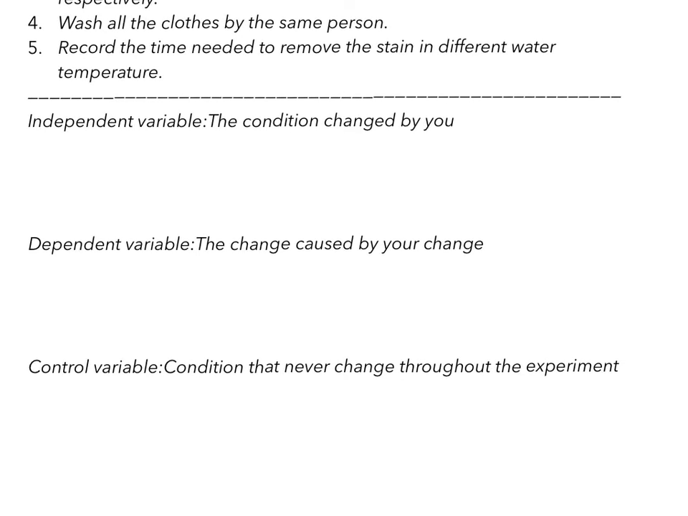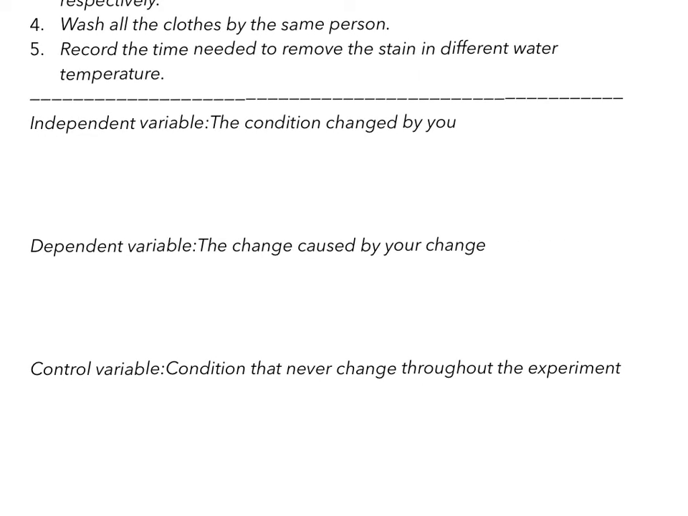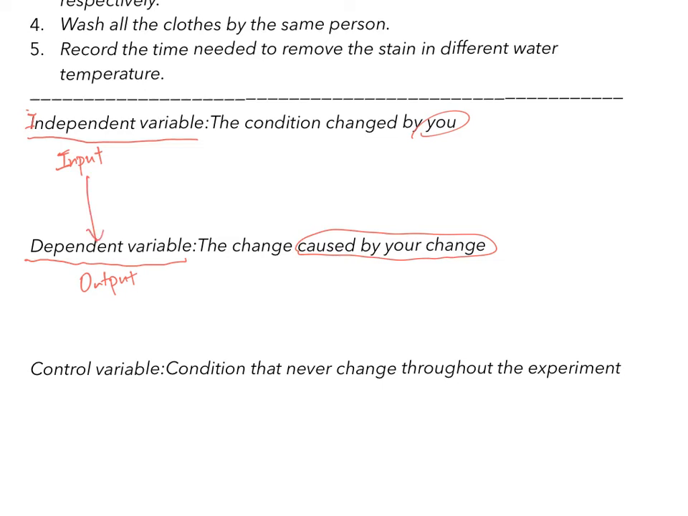So today you've learned about the independent variable, something that is changed by you, and the dependent variable, the change caused by your change. You can remember it this way: the independent variable is the input, you have an I here and an I here, while the dependent variable is your output. Different inputs give you different outputs.